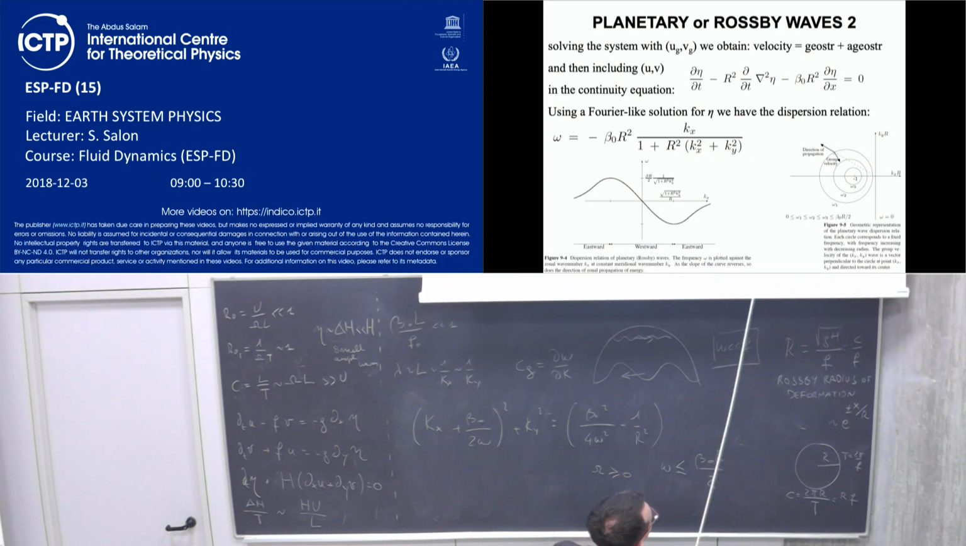Each of these circles corresponds to a fixed frequency. So we will have that omega goes maximum to beta 0 r squared and minimum to omega equal to 0. And the increasing of the circle means a decreasing of omega, because the radius is inversely proportional to the frequency.